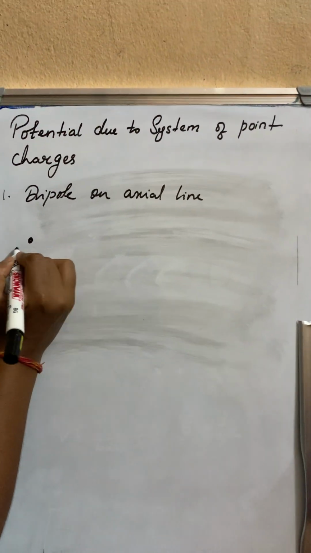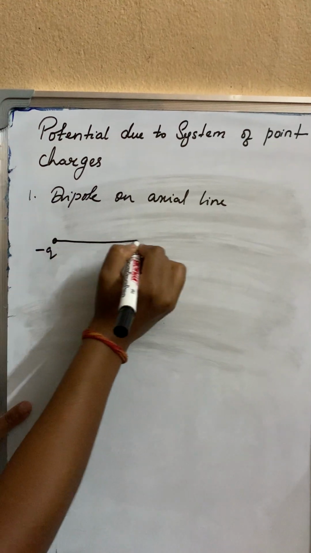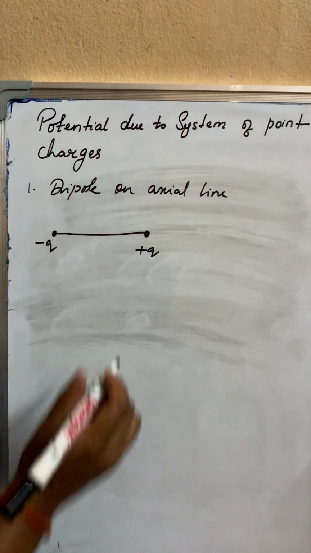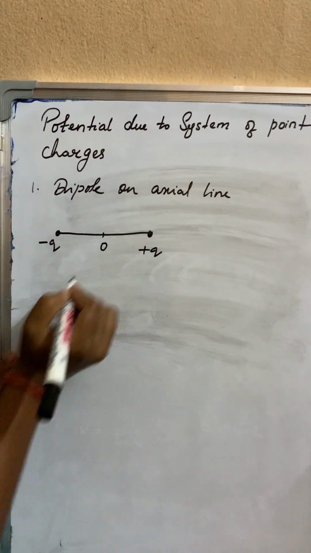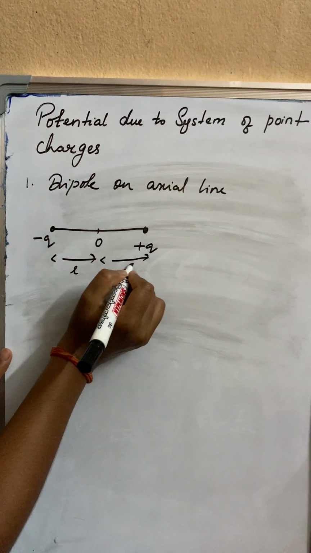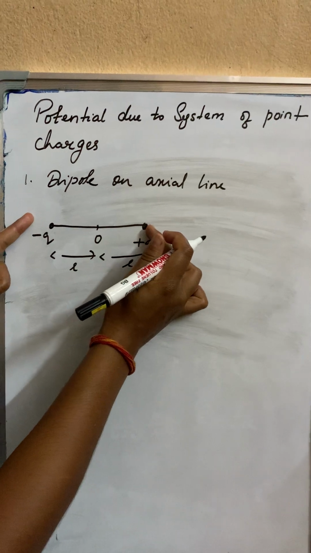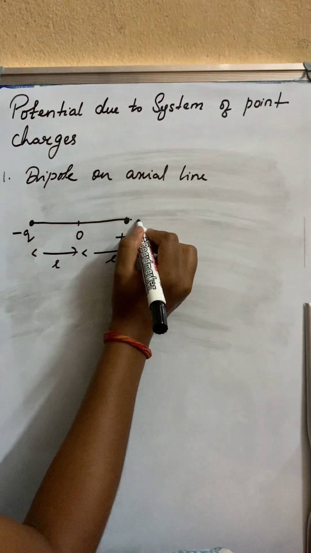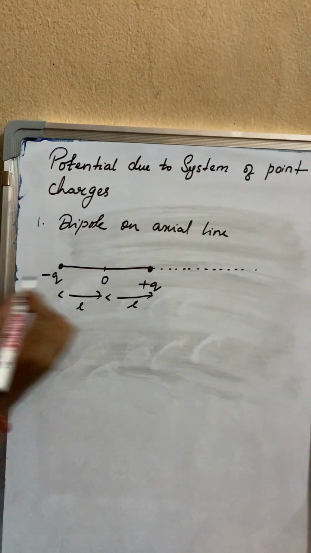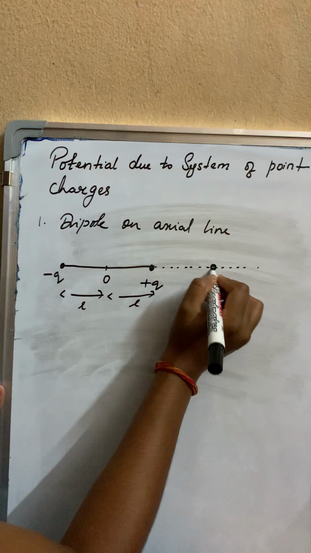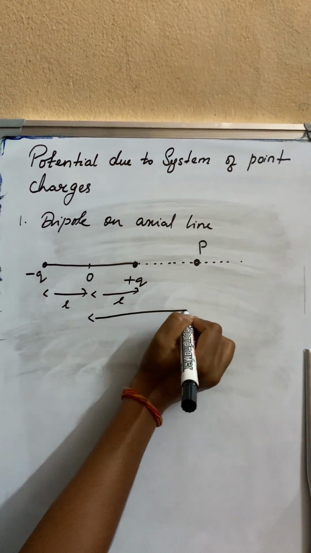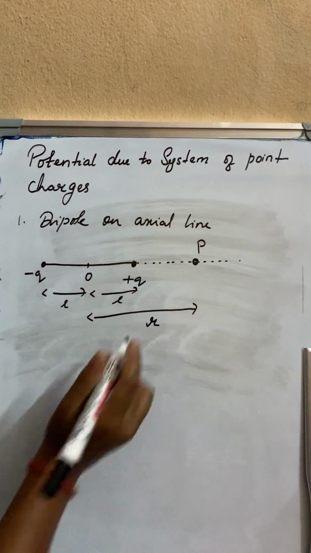Let's say here is a dipole, minus q, plus q, a system of plus and minus q, equal and opposite charges separated by some distance. This is the origin, with length L on each side, so the distance is double L. Now axial line means the line joining the two charges, right? It can be on this side also. Let us find out the potential at this point P. Let's say this point P is at the distance of R from the origin.